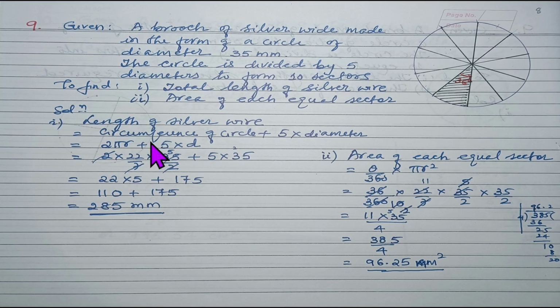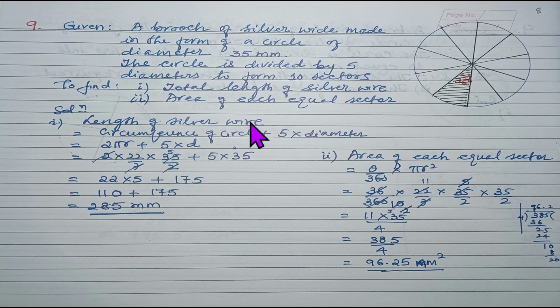That means we are using a silver wire to make a shape of this kind, and it has a total of 10 sectors. So 1, 2, 3, up to 10 sectors are made by the 35 mm diameters. We have taken 5 diameters of 35 mm, and 10 sectors are formed. Now we have to find the total length of the silver wire used and also the area of each equal sector. All the sectors are equal, therefore find the area of the sector also.